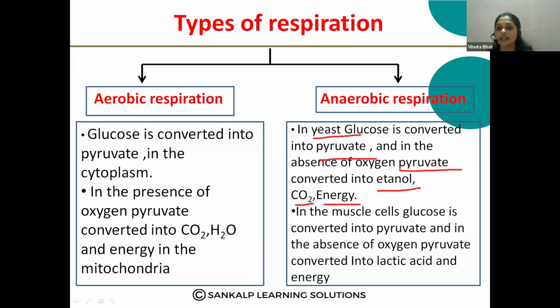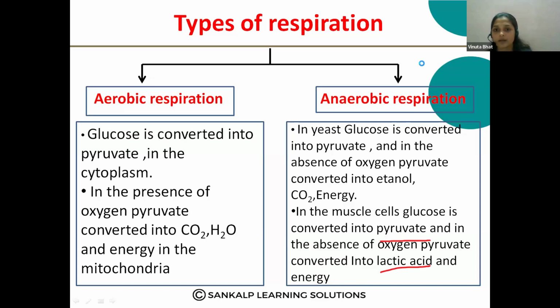In alcohol preparation, this anaerobic respiration is used; yeast is added. That is nothing but the fermentation process. And in muscle cells, sometimes in our body also, there may be anaerobic respiration. In muscle cells, in the absence of oxygen, glucose is converted into pyruvate, that is the same, and that pyruvate is converted into lactic acid. Lactic acid may cause cramps in our muscles. So these are the three different types of respiration.